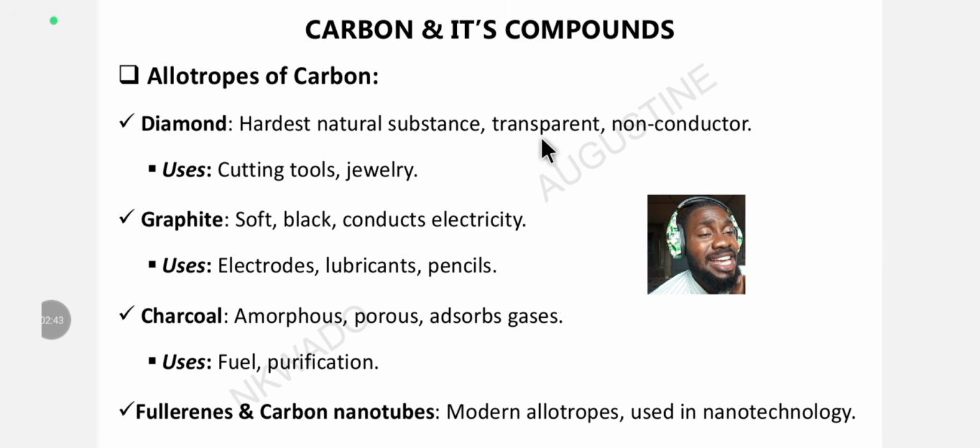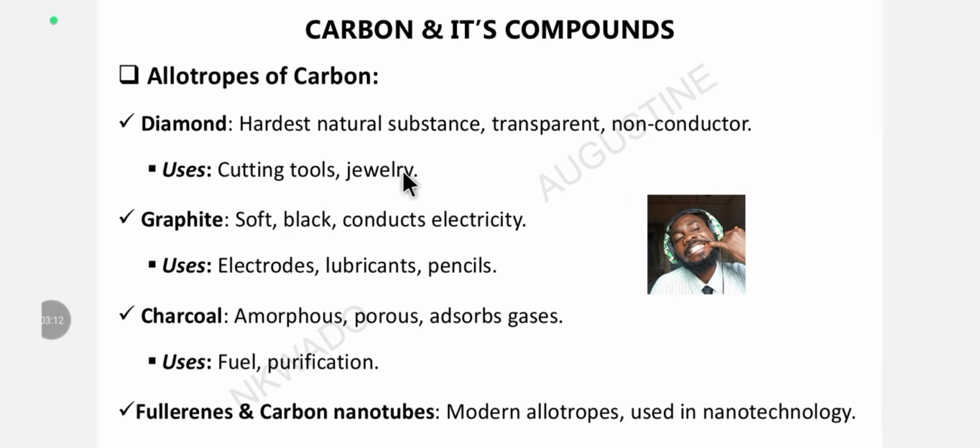Diamond is a transparent material, and it is a non-conductor. It does not conduct heat nor electricity because it has no mobile electron in it. Remember, it's very hard. What are the uses of diamond? Diamonds are used as a cutting tool. Only diamond can cut diamond, and diamond is also used to cut glass. It's also used to cut metals.